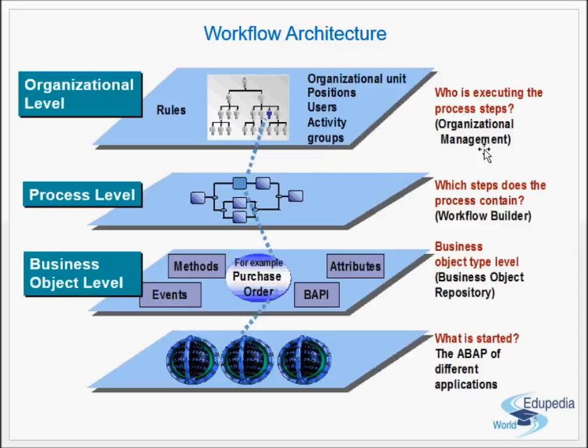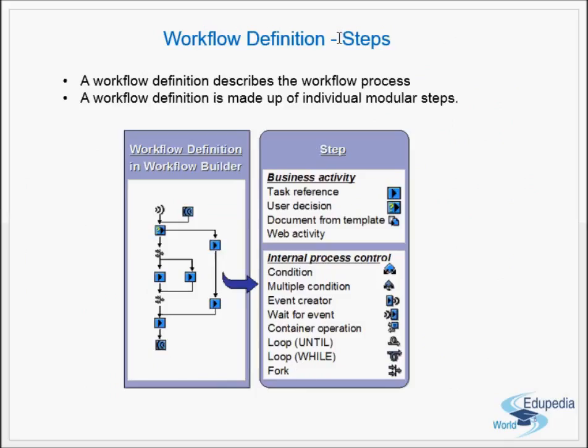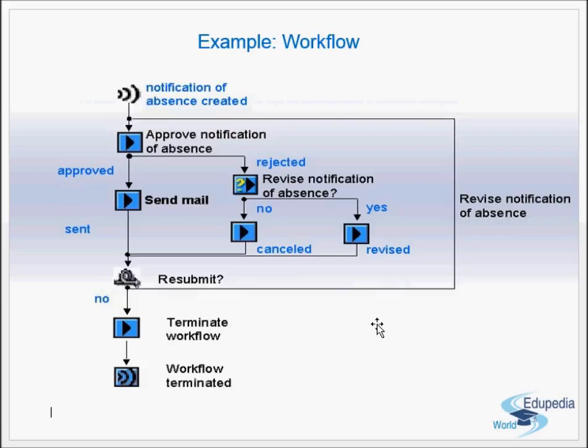Briefing up what we have discussed in this video, we started with the workflow architecture, where we have the organization level, that's the users, they follow a process at the process level, and underlying that we have the business objects level. We have different methods, events, attributes, BAPIs, and they work on different BAPI objects. Then the workflow definition steps. This is a pictorial representation of a workflow. It has different steps, and it follows a process. These are the steps, and we have some internal process control mechanisms. So this is an example of a workflow.